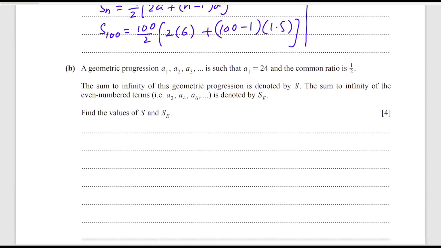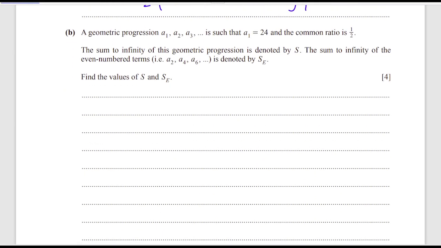Part B. A geometric progression a1, a2, a3 and so on is such that a1 is 24 and the common ratio is 1 over 2. The sum to infinity of this progression is denoted by S. The sum to infinity of the even numbered terms a2, a4, a6 and so on is denoted by SE. Find the values of S and SE. So the first thing is to find the sum to infinity of all the given terms.